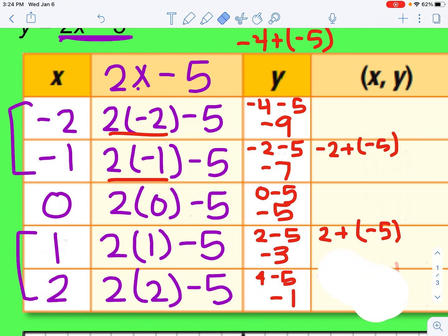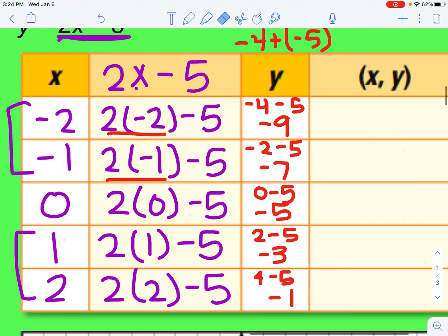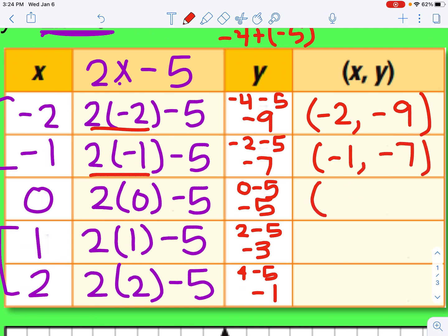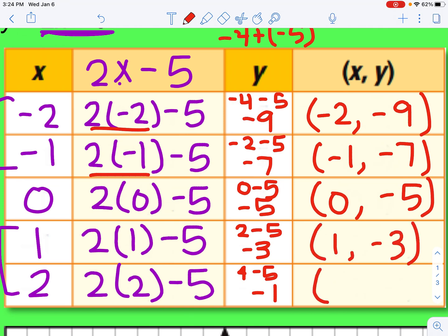Alright, so now that we have all of our y values done, now we just need to write our coordinates. Alright, so our first one, our x was negative 2. Our y, we got a negative 9. Our next one, a negative 1, negative 7. 0, negative 5. 1, negative 3. And lastly, 2, negative 1.